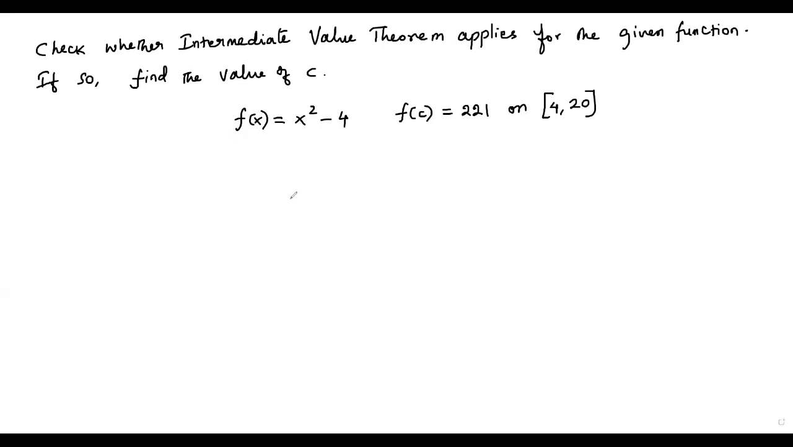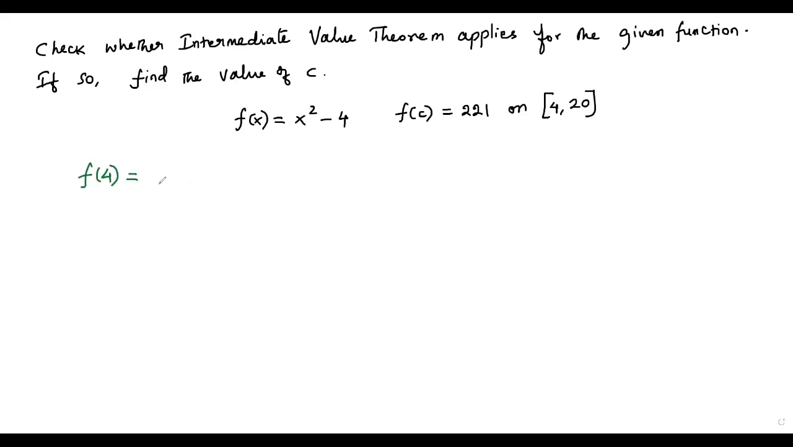Okay, so first thing we need to do is to use intermediate value theorem for a function. So we have to make sure that the given function is continuous on the closed interval 4 comma 20. Since it's a polynomial function, it's continuous over the closed interval 4 comma 20. Now we have to find the value of f of x at the boundary values of the given interval. That is, we have to find the value of f of 4 and f of 20 as well.